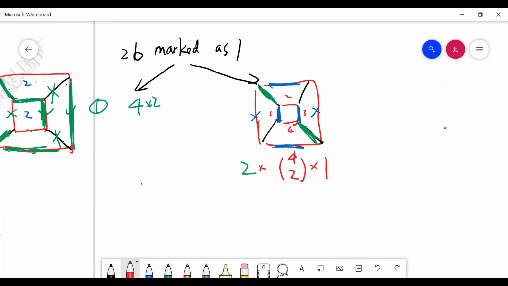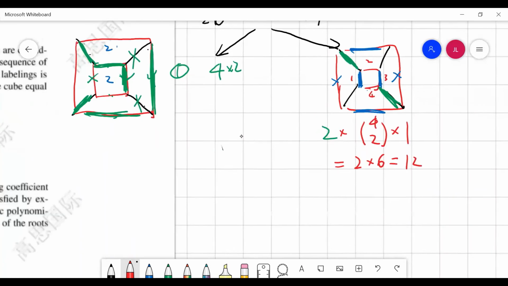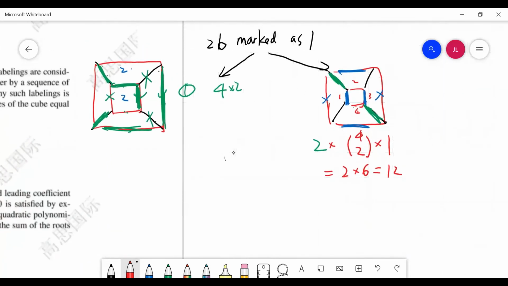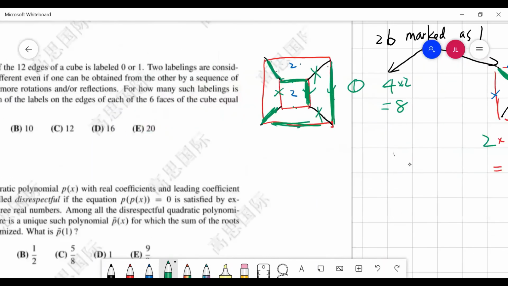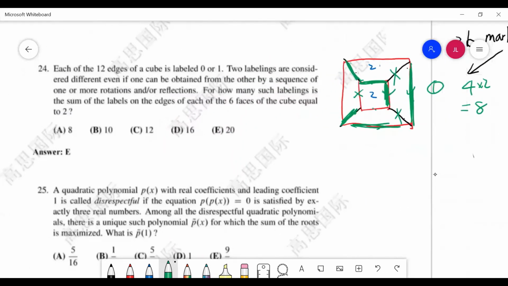So now we can just find this. This is 4 times 3 divided by 2, this is 6, times the 2, this is equal to 12. So then we combine these two situations. In the first one, we got 2 times 4 equal to 8. So we have here 12. Added together, we have a total of 20 different ways. The answer is E, 20.